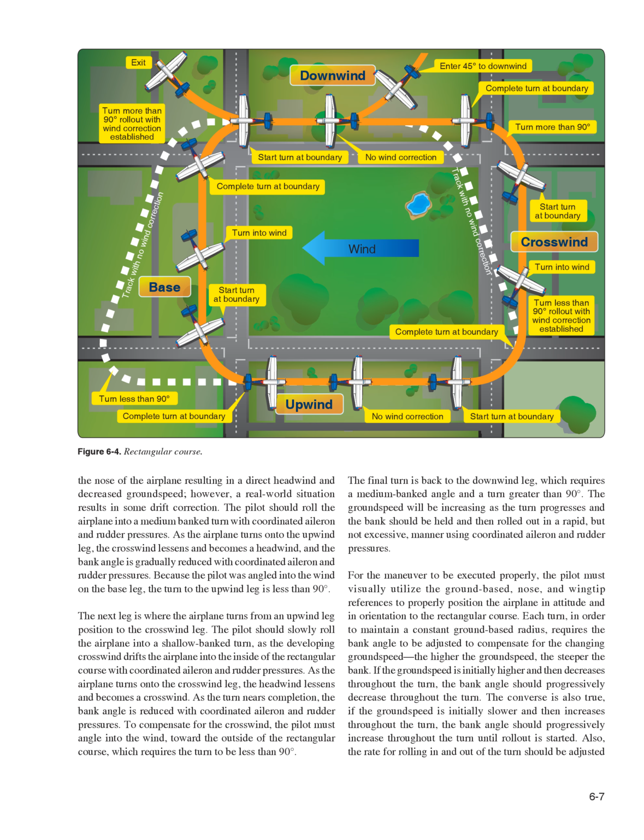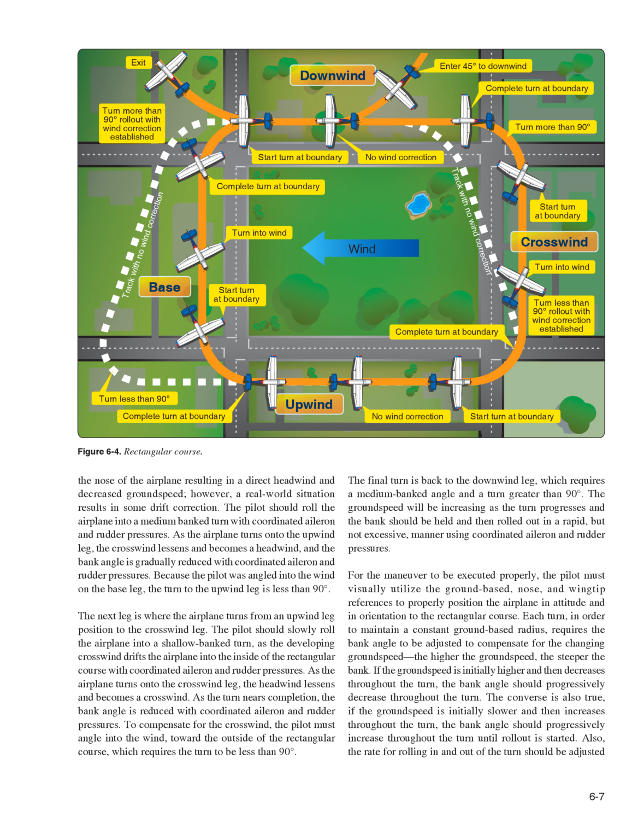Each turn, in order to maintain a constant ground-based radius, requires the bank angle to be adjusted to compensate for the changing ground speed. The higher the ground speed, the steeper the bank. If the ground speed is initially higher and then decreases throughout the turn, the bank angle should progressively decrease throughout the turn. The converse is also true. If the ground speed is initially slower and then increases throughout the turn, the bank angle should progressively increase throughout the turn until rollout is started.